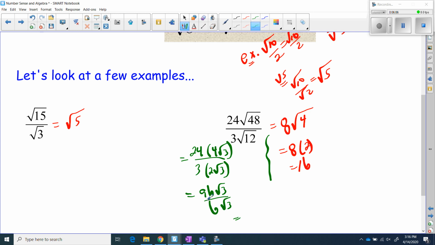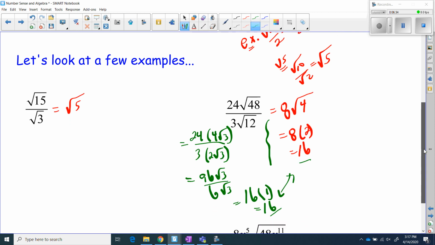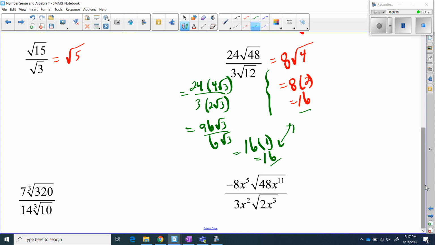Well, 96 divided by 6 is 16. The square root of 3 divided by the square root of 3, anything divided by itself, always just gives you a 1. 16 times 1, 16. Same answer, different method. In both cases, I was applying properties of radicals that were correct, which will ultimately lead you to the correct answer at the end. So don't worry if you're not doing it the exact same way that I do it when you do a solution or your neighbor's doing it. As long as you're doing things that are mathematically correct, you will be fine.